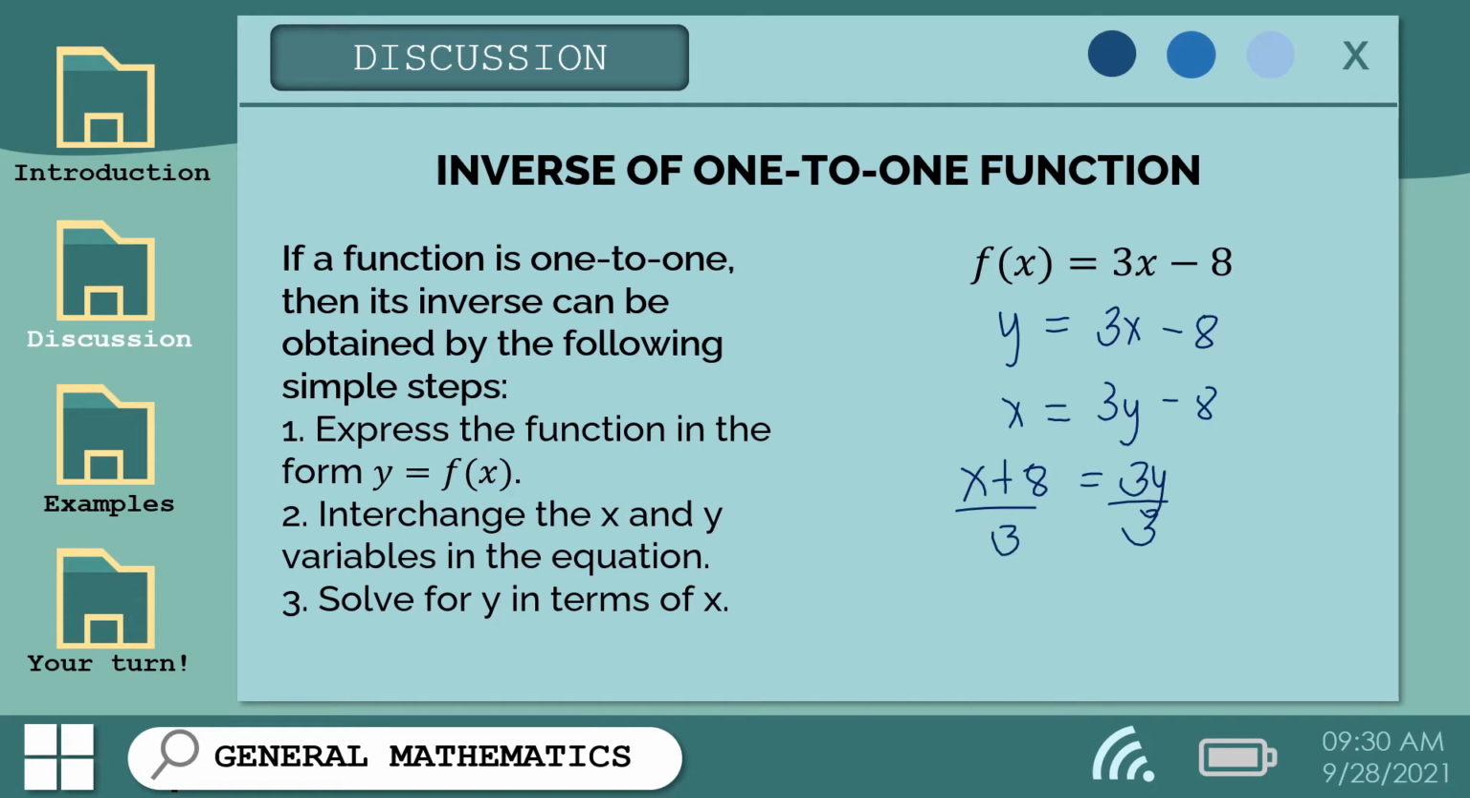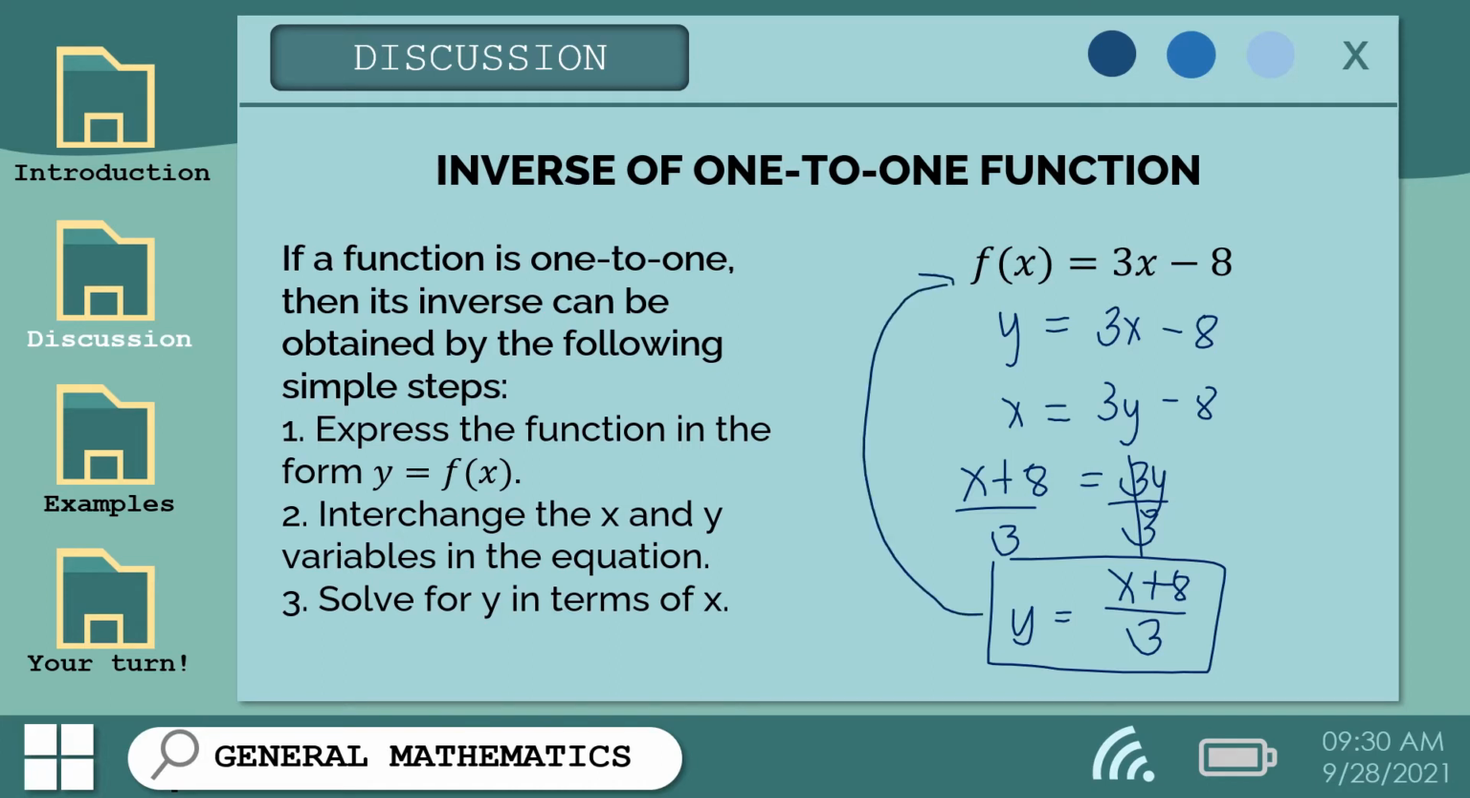Ayan. So, syempre, ma-eliminate na natin yung 3. So, ibig sabihin na yung y natin is x plus 8 over 3. So, this is now the inverse of f of x. Or, pwede po natin isulat to in this notation. Ganyan po siya. Okay? So, pwede rin pong ganyan. So, let's have another example.